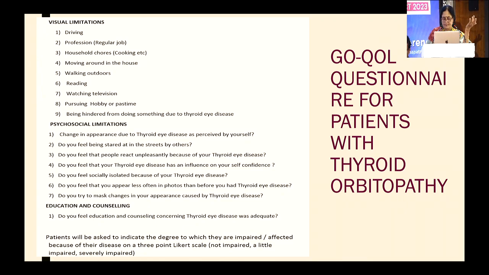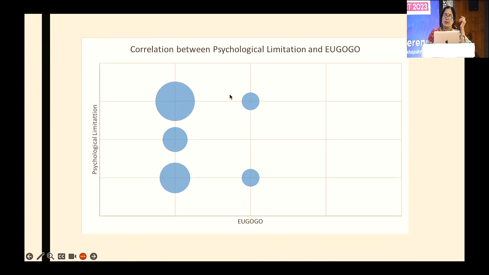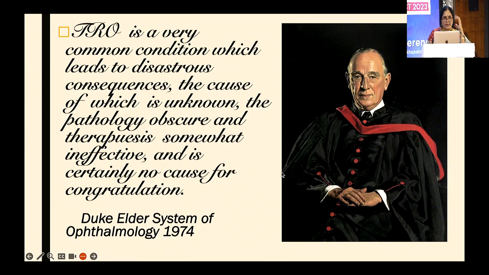So when we plotted a scatter plot, we saw that though the CAS activity was not much, the psychosocial limitation was much more. Same with UGOGO and with VISA also. So we found that the psychosocial impact did not always correlate with the severe CAS scores. People with just lid retraction, people with a change in their appearance did perceive the severity of the disease in their mind, not graded by us as a CAS score. But counseling did help them, and therefore we feel that this requires to be addressed and included in the classification.